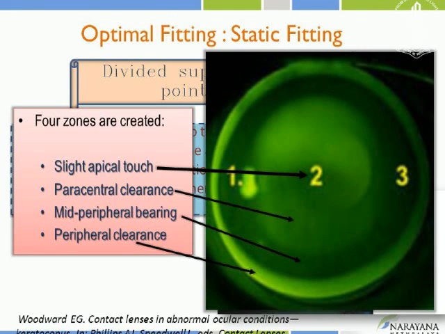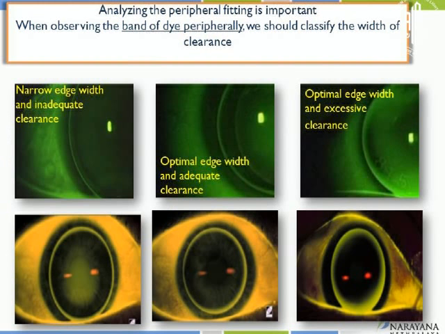Peripheral fitting is also required, where you look at the dye peripherally. The one towards the left you see is a very thin and narrow band, which is not ideal. The one on the right has too much excessive clearance. What is in between is just the optimum clearance.